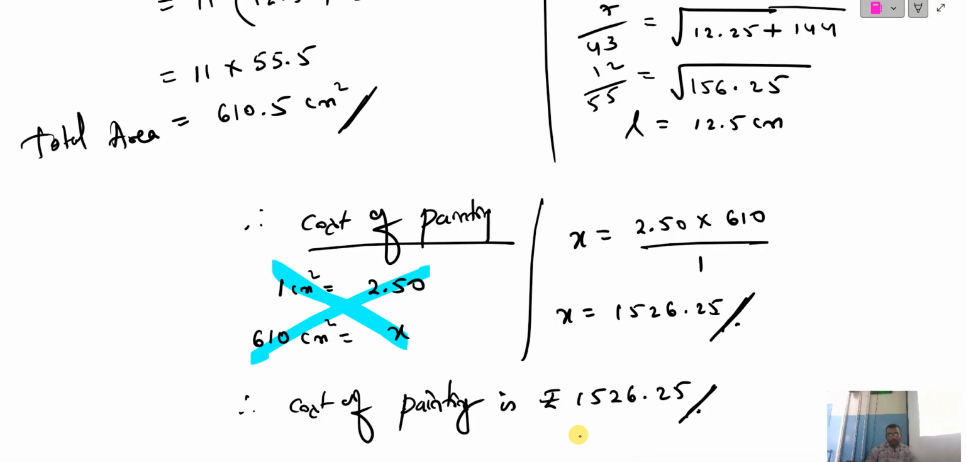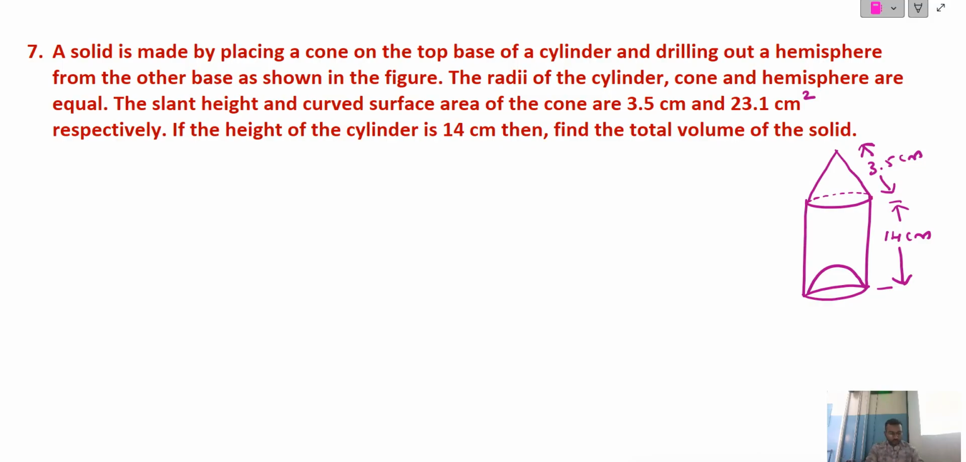That is problem number 7. Yes, students. Observe here the next question. A solid is made by placing a cone on the top base of a cylinder and drilling out a hemisphere from the other base as shown in the figure. The radii of the cylinder, cone and hemisphere are equal. The slant height and curved surface area of the cone are 3.5 cm and 23.1 cm square respectively. If the height of the cylinder is 14 cm, then find the total volume of the solid.